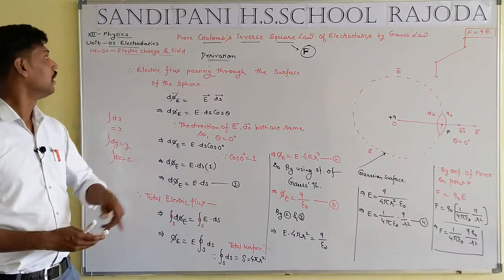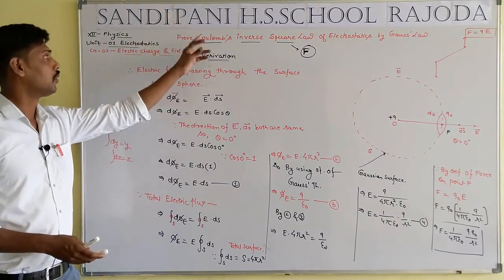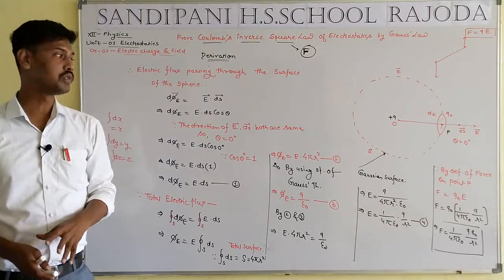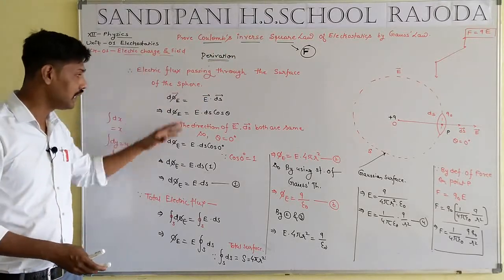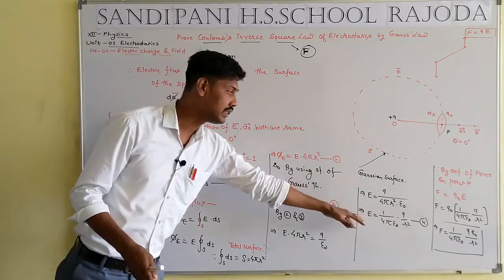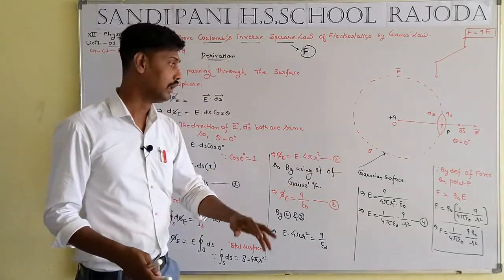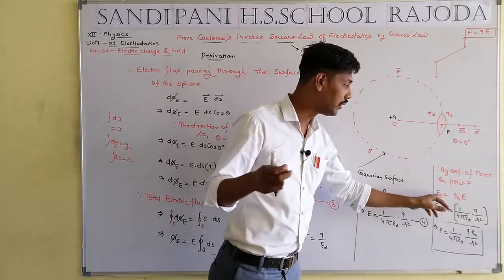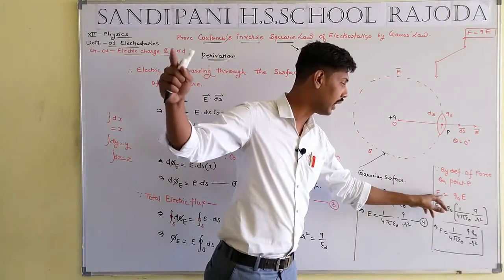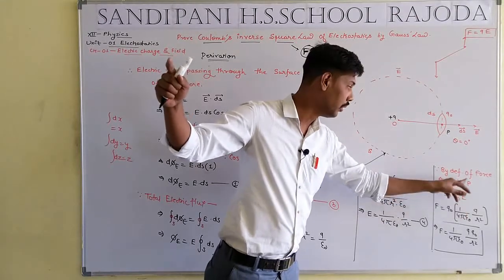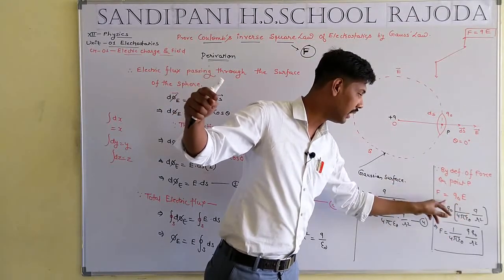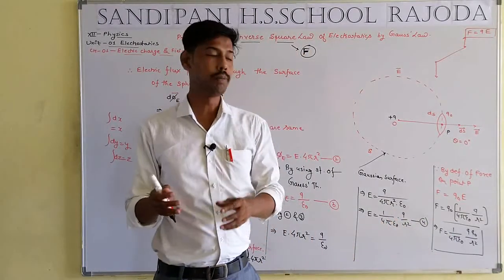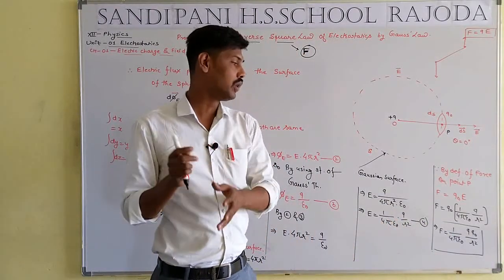Student, in the Coulomb's inverse square law of electrostatics, by use of the Gauss theorem, firstly we have to find the intensity of the electric field. Then we get a simple expression by the use of the theorem of torque, F equal to Q0 E. Putting the value of E, then the final statement is F will be equal to 1 upon 4 pi epsilon naught Q Q0 upon R square.